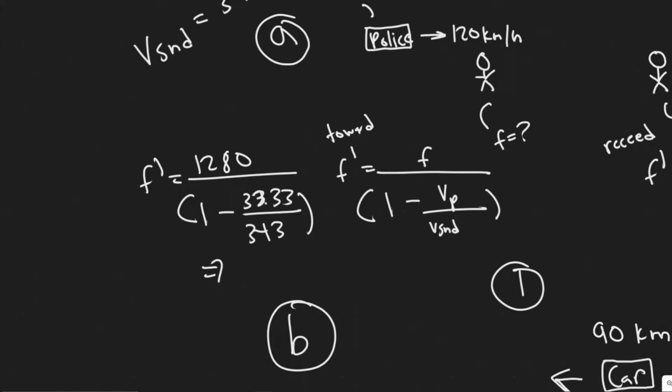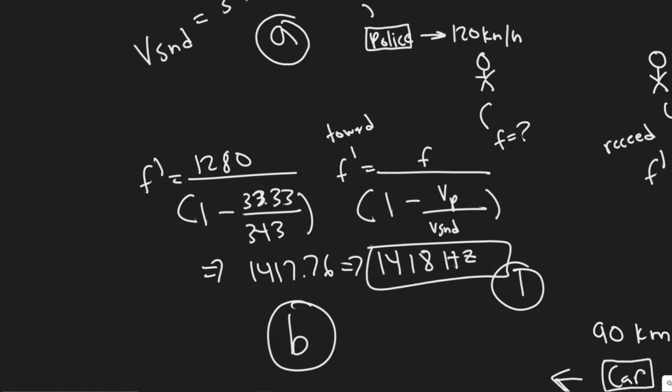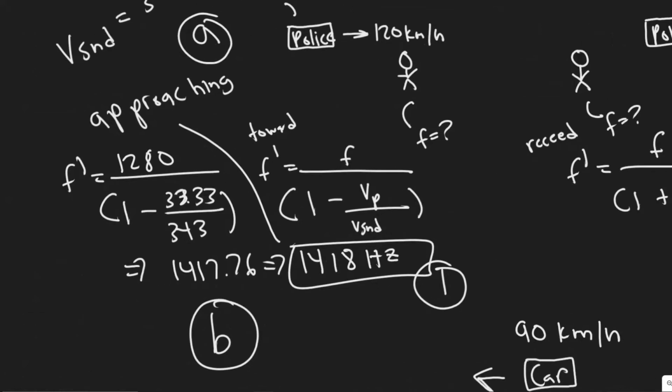So 33.33 divided by 343, 1 minus that value, and then divide 1280 by that. So you're going to get 1417.76. So I'll just say 1418 hertz. So that's your answer for the first part. When they ask what frequencies does it observe as the car approaches, this one is the approaching. Keep that in mind. That's the frequency that they'll hear when it's approaching.